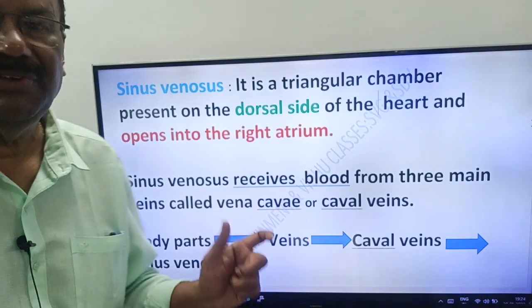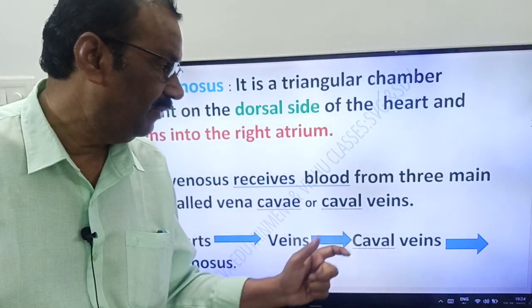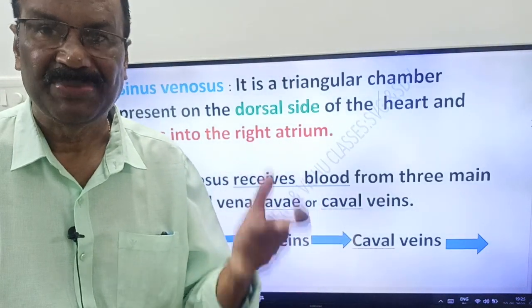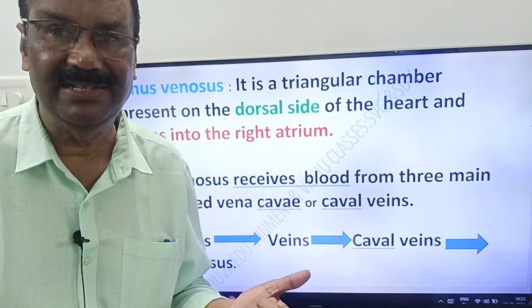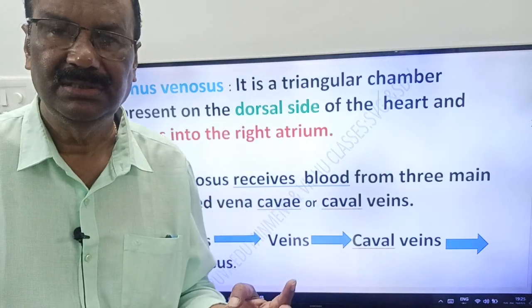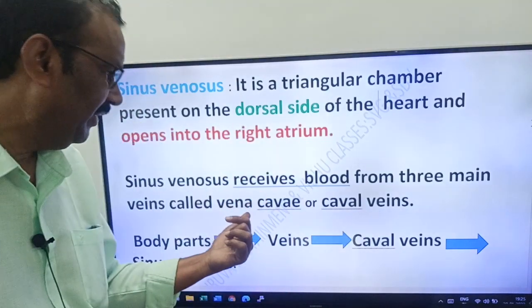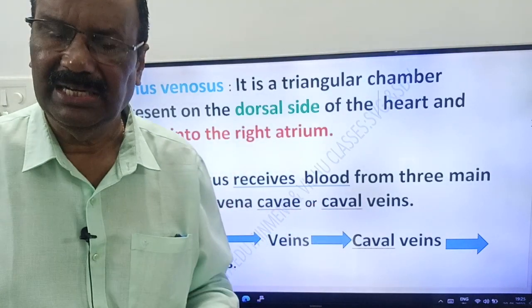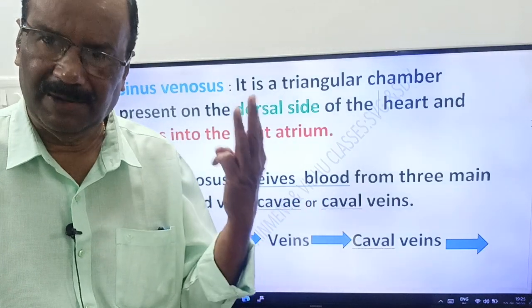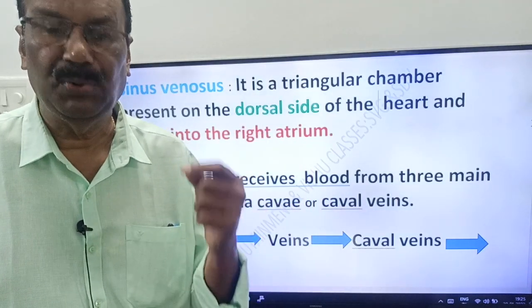Whenever you hear the word vena cava, they are what, friends? They are the main veins. Caval veins means main veins. So our frog has three main veins. What are they? They are vena cava or caval veins. Actually, here they have not given, friends, there are two precaval veins and one postcaval vein.